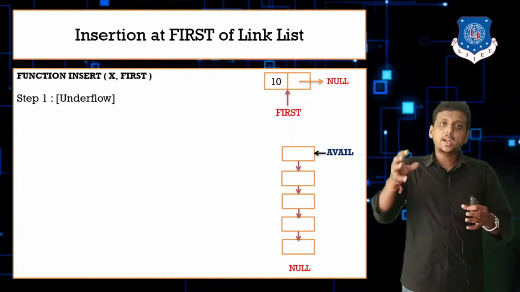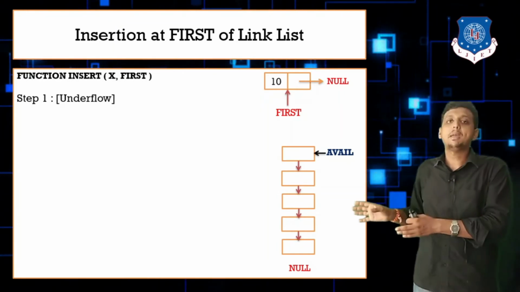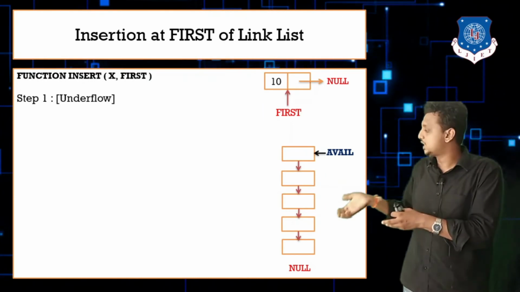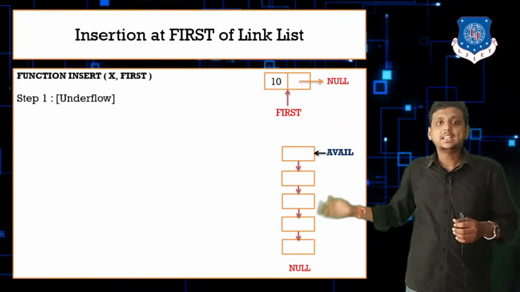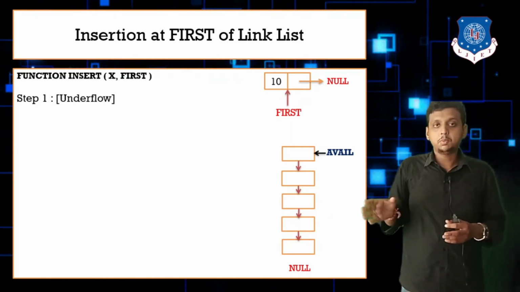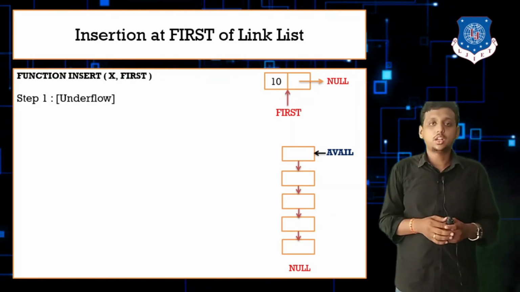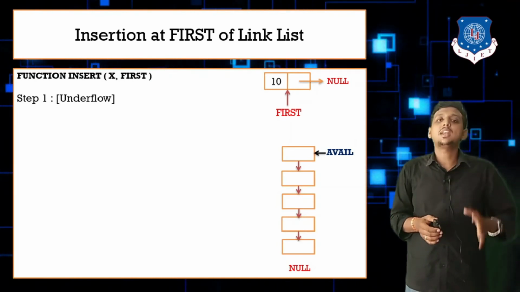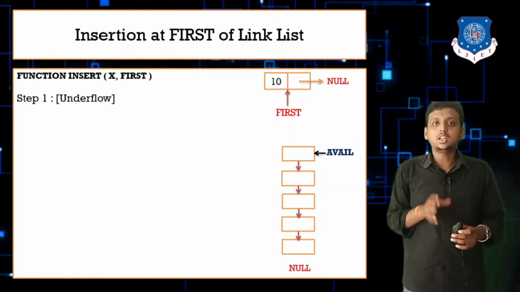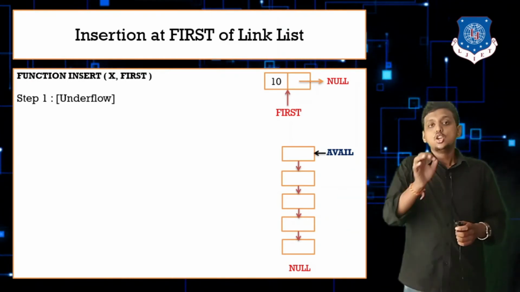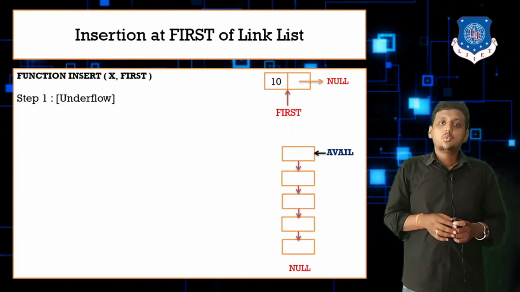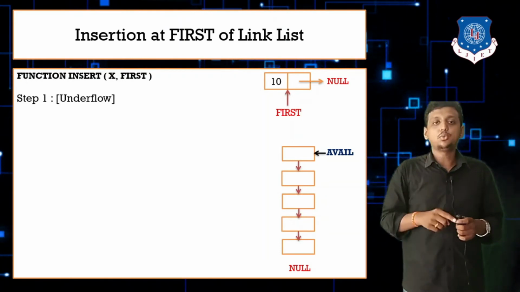If you want to add any node, you just go to the memory, take the free space from the memory, take it out, add as a node. That means there is nothing like overflow over there. You can insert as many nodes as you want to insert, until and unless you have enough space in the availability stack.